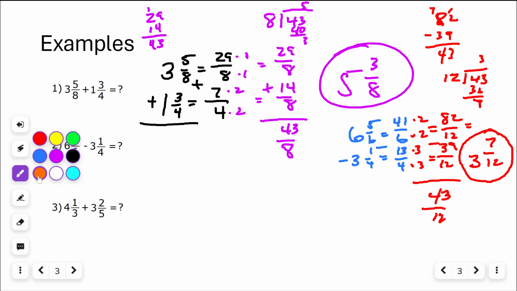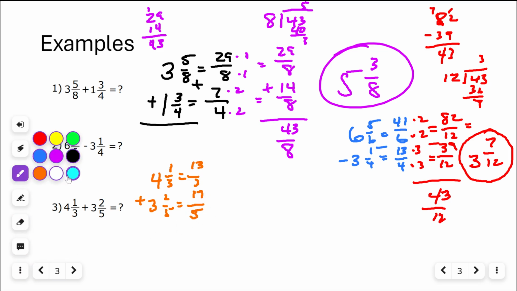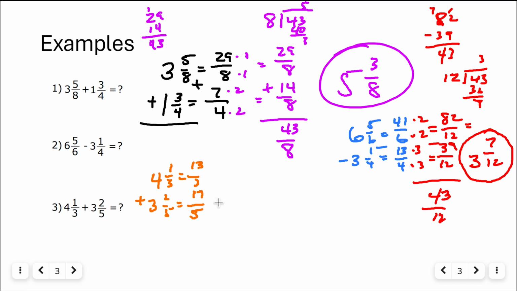All right, and finally, let's work with 4 1/3 plus 3 2/5. Okay, let's convert them. 4 times 3 is 12, and 1 is 13. 3 times 5 is 15, and 2 is 17. So I need a common denominator between 3 and 5. That's going to be 15. So I got to multiply the 5 by 3, top and bottom, the 3 by 5, top and bottom. That's 65. That one is 51. 65 and 51 is 116 over 15.